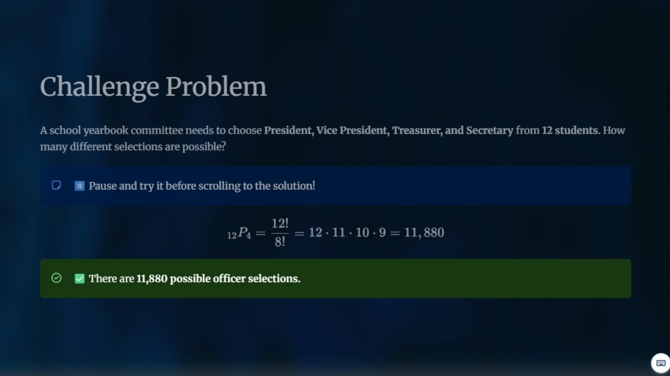Students often ask, why can't I use combinations here? I'm just picking people, the formula doesn't matter. But that's the wrong thinking, because president does not equal vice president. The positions are different, so changing the order creates a different outcome, and that's exactly what permutations count. Always ask, does swapping positions change the outcome? If yes, use permutations, not combinations.